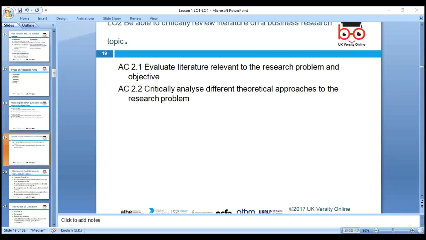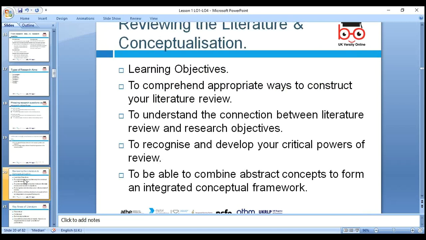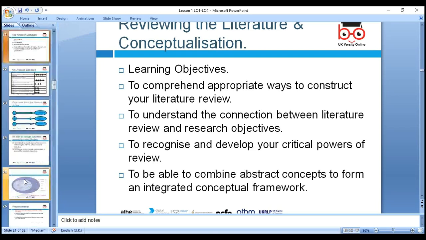So LO2B: critically review the literature of the business research. You need to find literature on any particular topic or the research objective, because the literature will help you to develop the understanding. So reviewing the literature, learning objective, always we need to comprehend the appropriate way to construct your literature review, understand the connection between the literature and the research objective, and develop your critical power of review, able to combine, abstract the concepts and integrate the conceptual framework.